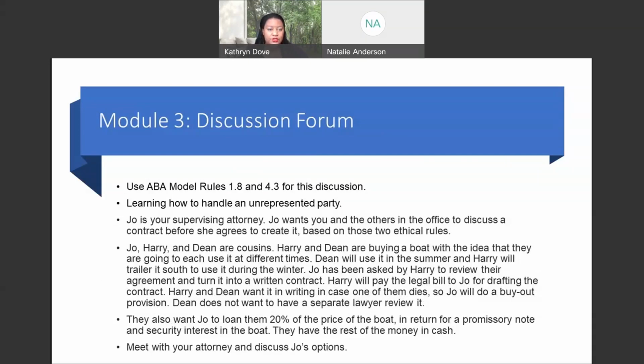Joe would like to enter into an agreement to help her cousins, Harry and Dean, buy a boat. So Joe wants to loan them 20% of the price of the boat in exchange for a promissory note and like a lien interest in the boat until it's paid off. Harry will use Joe as his attorney. Dean does not want to have a lawyer review it. So do you see any ethical conflicts here, Natalie, in this scenario?